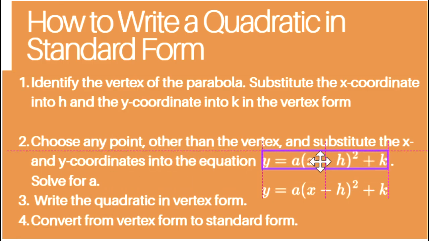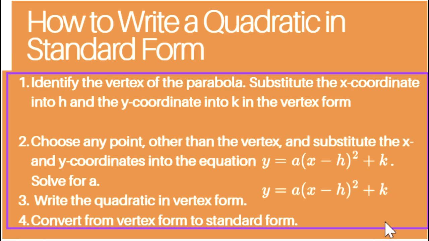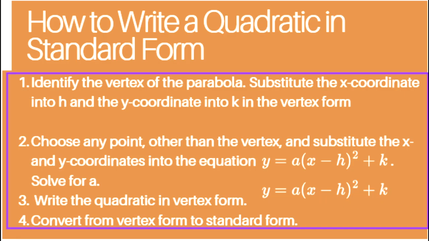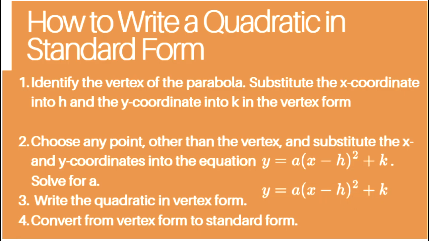The first step is to identify the vertex of the parabola. Substitute the x-coordinate into h and the y-coordinate into k in the vertex form. Choose any point other than the vertex and substitute the x and y coordinates into the equation y equals a times (x minus h) squared plus k. Solve for a. Then you're going to write the quadratic in vertex form, which is y equals a times (x minus h) squared plus k. And then you're going to convert from vertex form to standard form, which is what we just did.